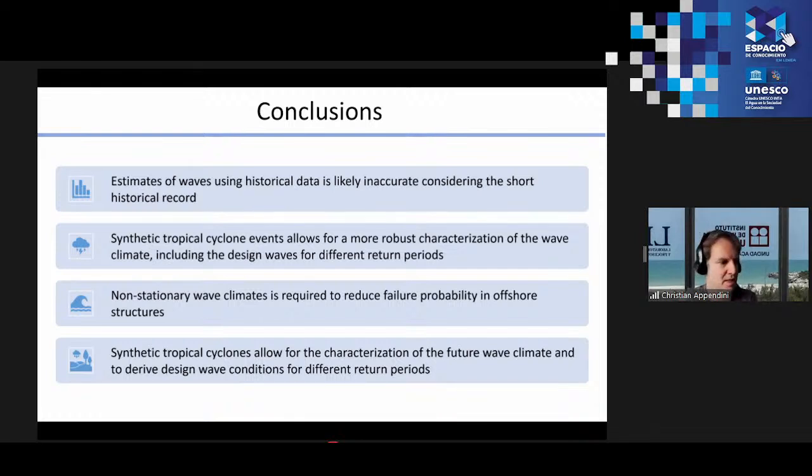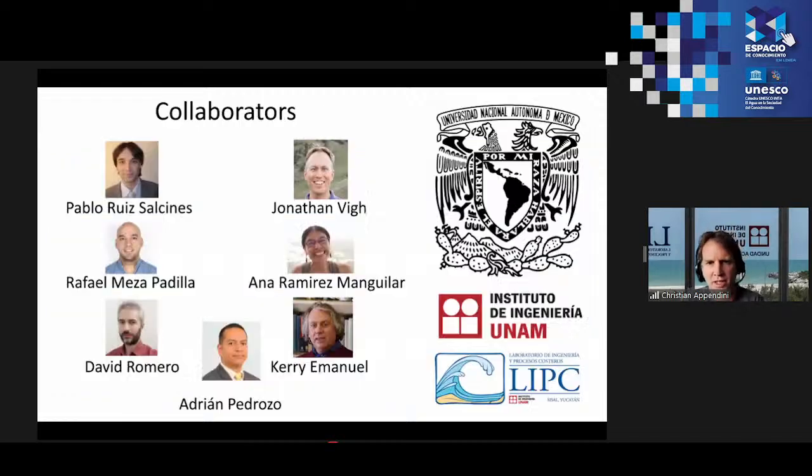Of course, I just have to say that this is very focused on structures, and probably under a climate change future, we should also be thinking of other types of solutions. But I don't see how we can do that in the offshore area. So I think we still need to use non-stationary wave climates for the design of structures. So that's my talk, and I just want to thank the people that have been collaborating with this work. Thanks very much.